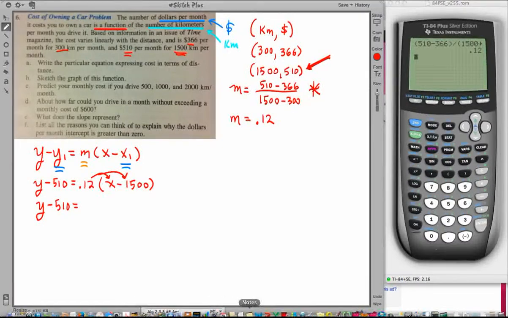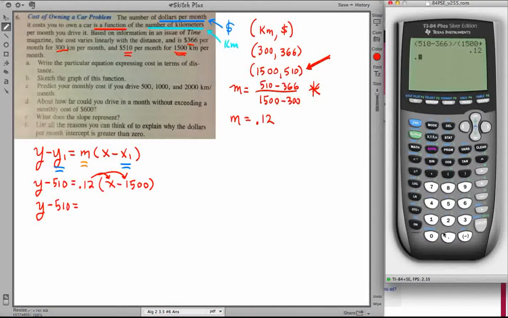So looking over at the calculator, we're going to need to multiply 0.12 times negative 1,500. Enter. And so the right hand side of this calculation ends up being 0.12x from the first term distributed minus 180.